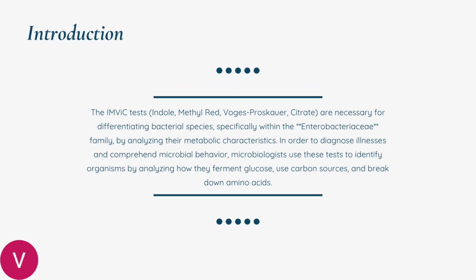The IMVIC tests, which include the indole test, the methyl red, and the Voges-Proskauer, as well as the citrate test, are necessary for differentiating bacteria species, especially those within the Enterobacteriaceae family, by analyzing their metabolic characteristics. In order to diagnose illnesses and comprehend microbial behavior, microbiologists use these tests to identify organisms by analyzing how they ferment glucose, use carbon sources, and break down amino acids.